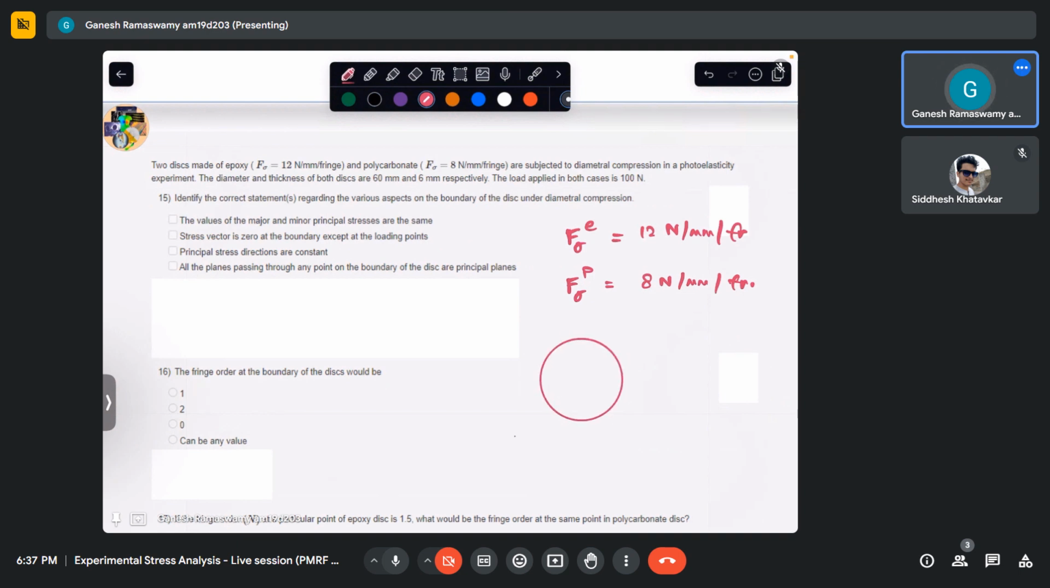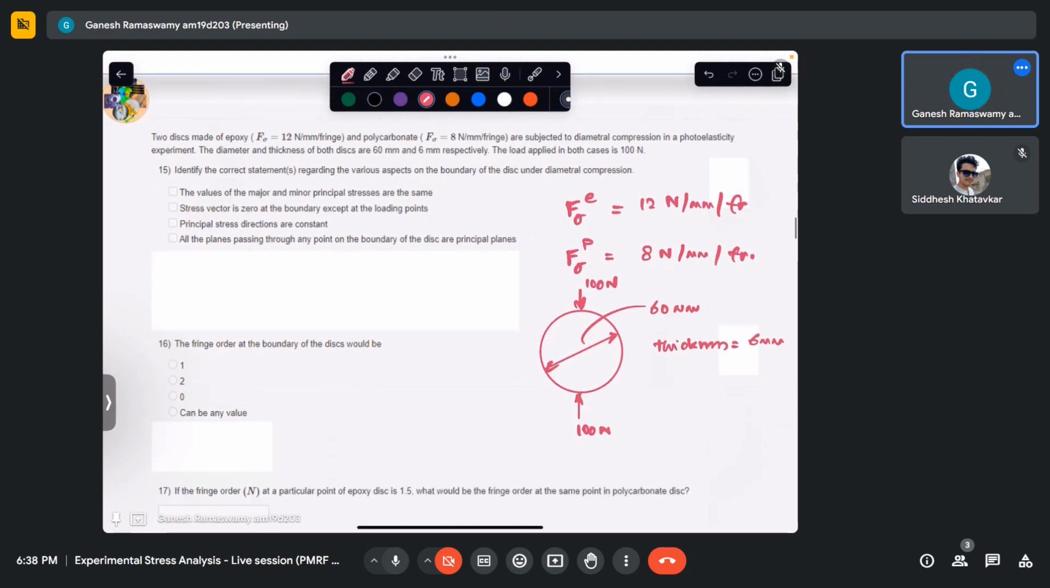So essentially the problem is of a disc. We have taken a disc and we have subjected it to diametral compression like that in a photoelastic experiment. The diameter and thickness of both the discs, be it polycarbonate or epoxy, for both the discs, the diameter is 60 mm and the thickness, out of the plane of the screen, is 6 mm. It is given. The load applied is 100 Newton. So we have applied 100 Newton load here. Now with this background, just read the following question and answer it. Identify the correct statement or statements regarding the various aspects on the boundary of the disk under diametral compression.